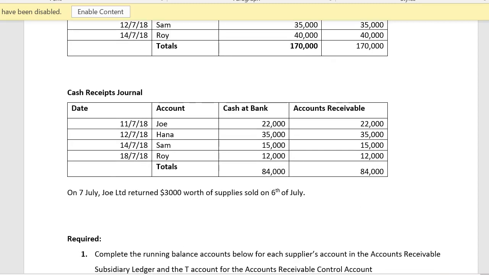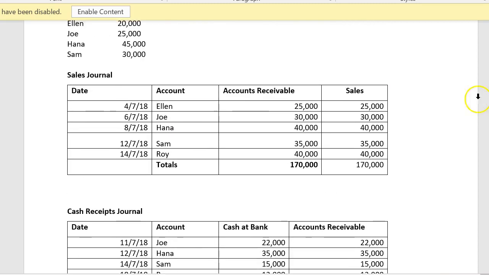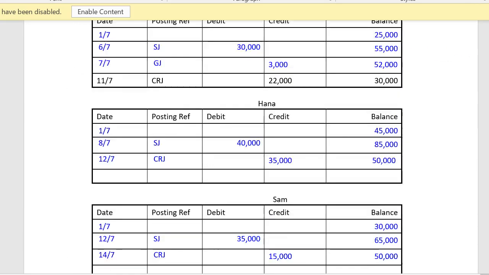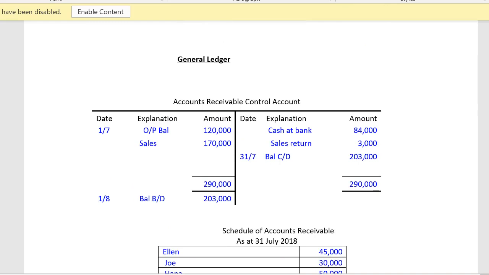Right, so they also made credit sales. How much credit sales did they make? You're given the total here, which is 170. Now, what happens when a credit sale is made? You debit accounts receivable, credit sales revenue. So you go to the control account, write 170,000 on the debit side of accounts receivable, and you also write the opposite account name, which is sales.